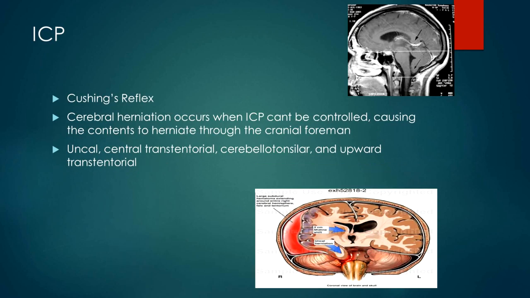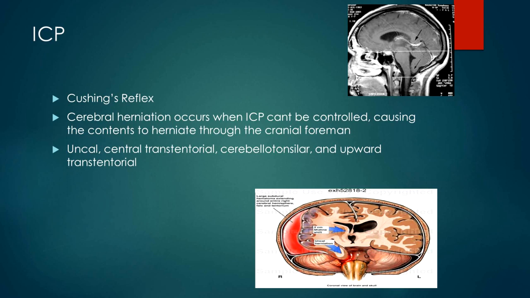So, with increased ICP, you get Cushing's reflex, which is going to be significant hypertension, bradycardia, and a decreased respiratory effort, seen in approximately one-third of patients. Cerebral herniation occurs when the ICP can't be controlled, causing the contents of the brain to herniate through different cranial foramen.